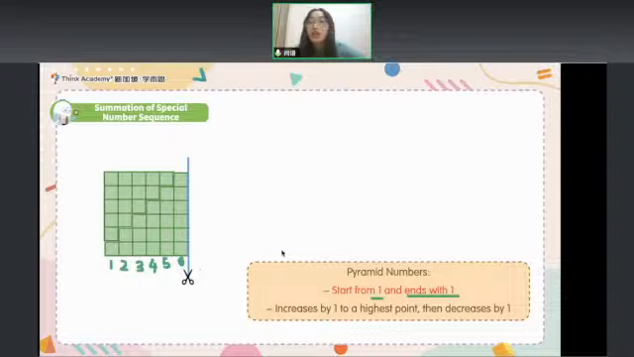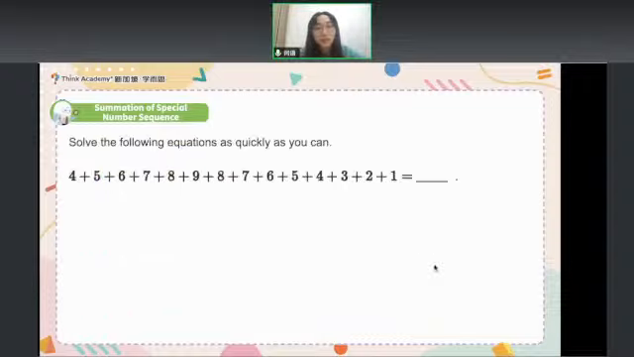Okay? So in this way, what is the conclusion? Actually, you see that it is the same as the square number of the highest point. So 1 plus 2 plus 3 plus 2 plus 1 equals 3 times 3. 1 plus 2 plus 3 plus 4 plus 5 plus 6, and then plus 5 plus 4 plus 3 plus 2 plus 1, that is equal to 6 times 6. Okay? So here, let's practice.